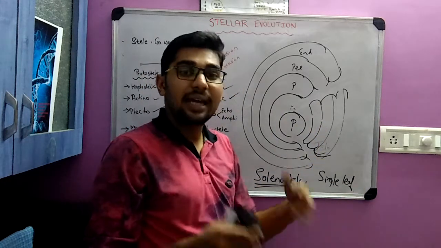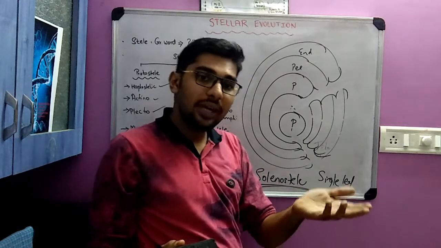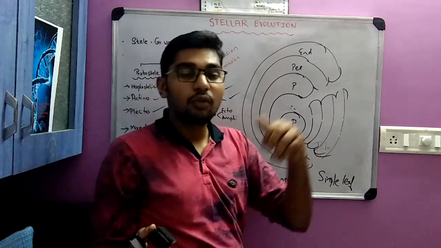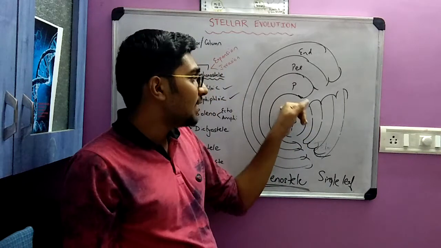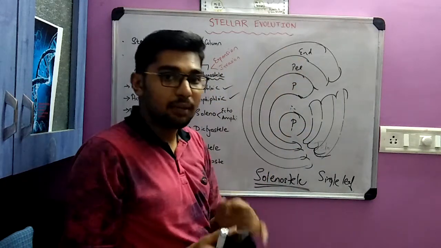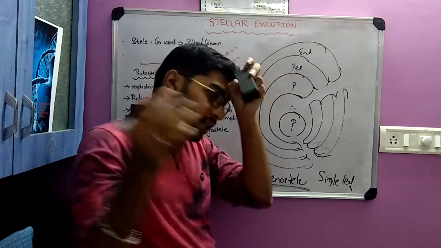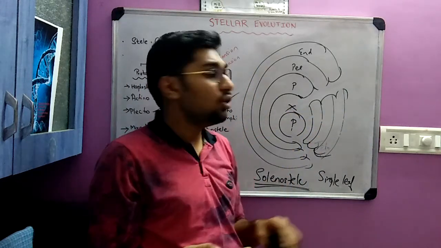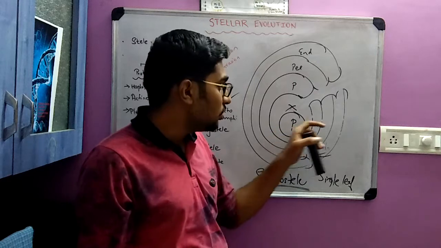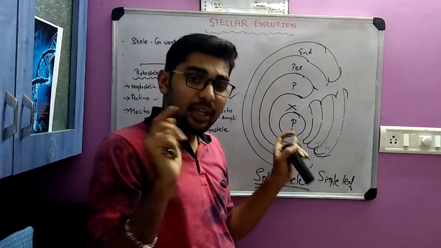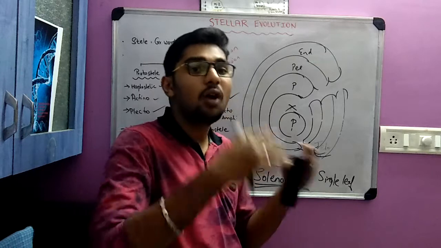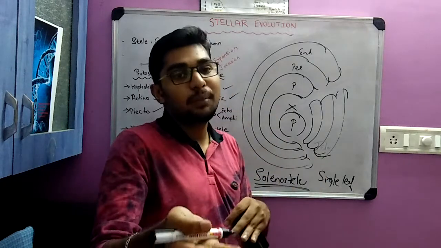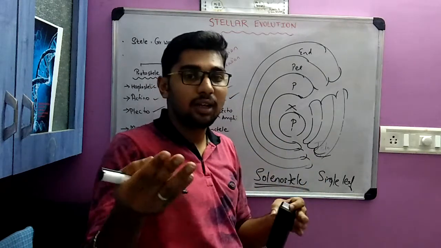Under solenostele, again you have two types, ectofloic and amphifloic. Ectofloic solenostele: pith, xylem, phloem, pericycle, endodermis, similar to that of ectofloic siphonostele. And you have amphifloic solenostele also. Again in amphifloic also you have only one leaf gap. But the only difference is you have inner phloem, outer phloem, inner pericycle, outer pericycle, inner endodermis, outer endodermis.